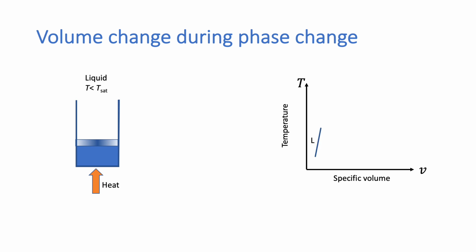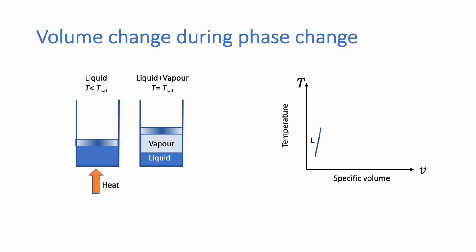Showing the heating of the liquid, we can draw a line which shows that as the temperature rises, the specific volume increases by a small amount. We label this line L to show that this is in the liquid phase. Eventually, when we've heated the liquid sufficiently, its temperature will reach the saturation temperature. At this point, the liquid will start turning into vapor.